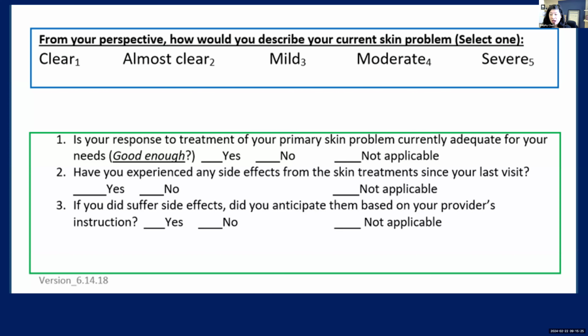And then I think really importantly, is this good enough? Is your treatment good enough? It may not be clear, but is it good enough? And if so, I think we need to pay attention to that, as well as some of these side effect questions that round out the SDOM.